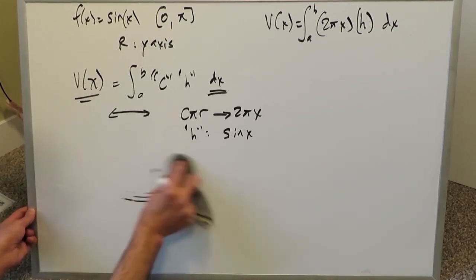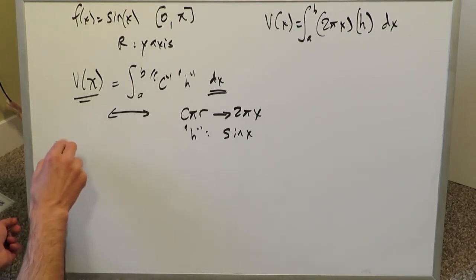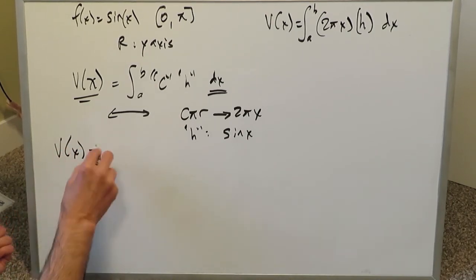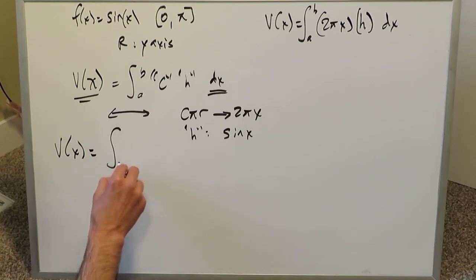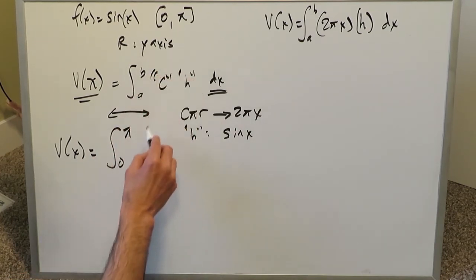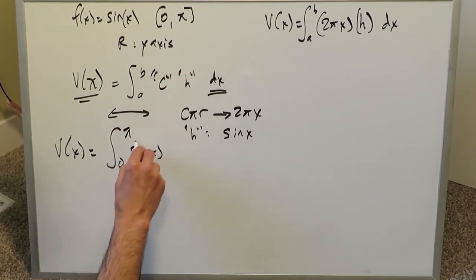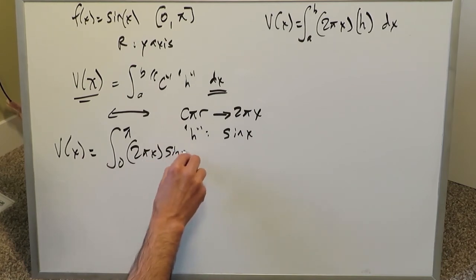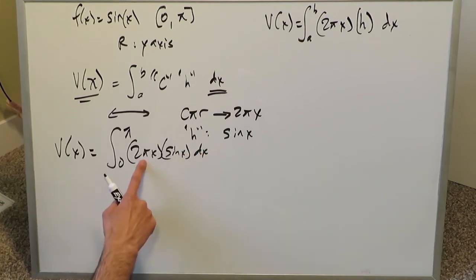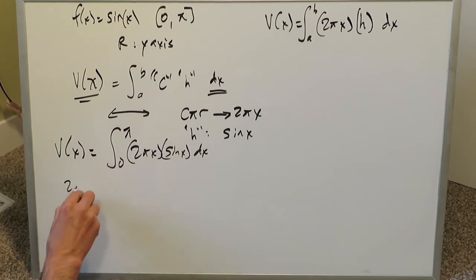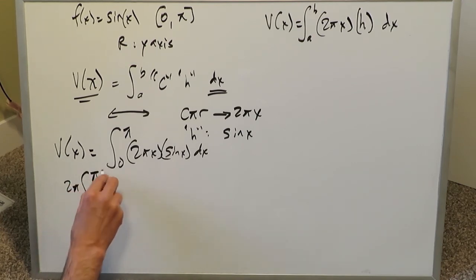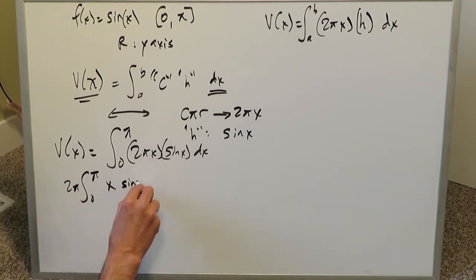So let's do it. We have our formula already at play over here. Volume with respect to x for this cylindrical shell is going to be from 0 to pi, the interval. We have a circumference 2 pi x, we have a height sine x, and then dx. Now the 2 pi is a constant, you can push it outside as a coefficient, 0 to pi. We have an x sine x dx.